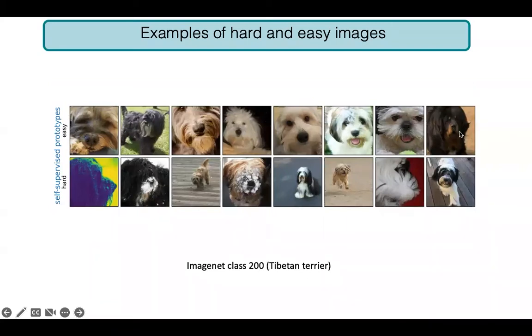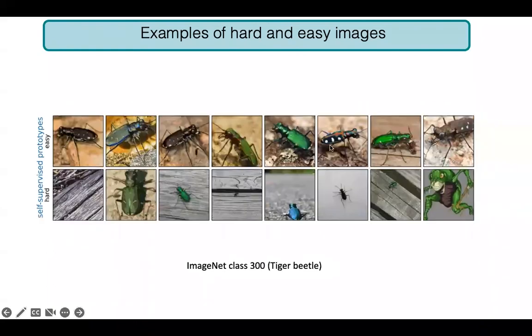These are all stereotypical images of Tibetan Terriers. The hard ones are all idiosyncratic images. And then here's the Tiger Beetle class. These are all stereotypical. The hard ones are idiosyncratic. There's even this weird cartoon of a tiger beetle, which, you know, is a tiger beetle according to ImageNet. So our metric is intuitively picking up on the idiosyncratic examples and suggests that if you train on the idiosyncratic examples, you do well, at least on ImageNet.